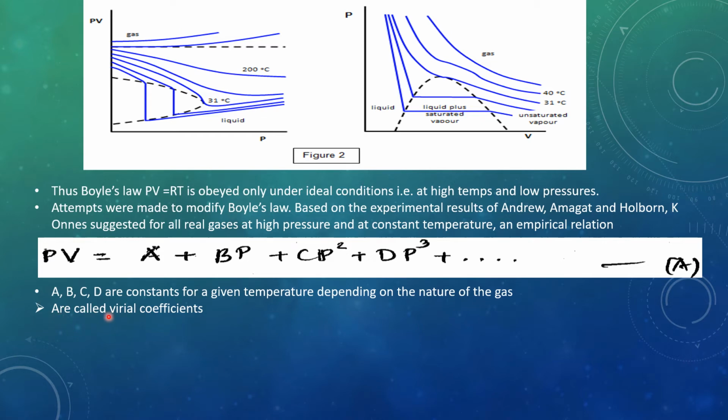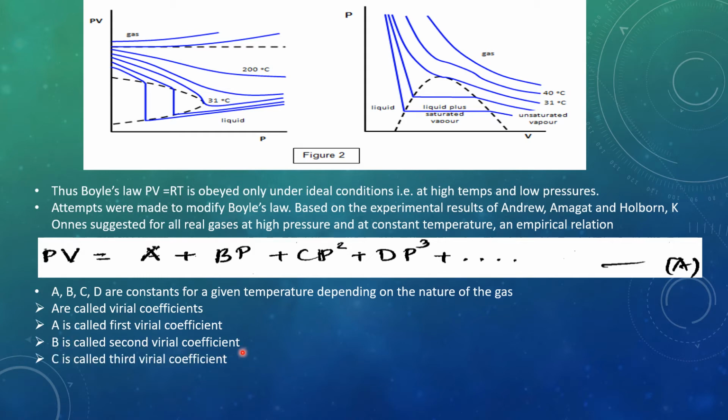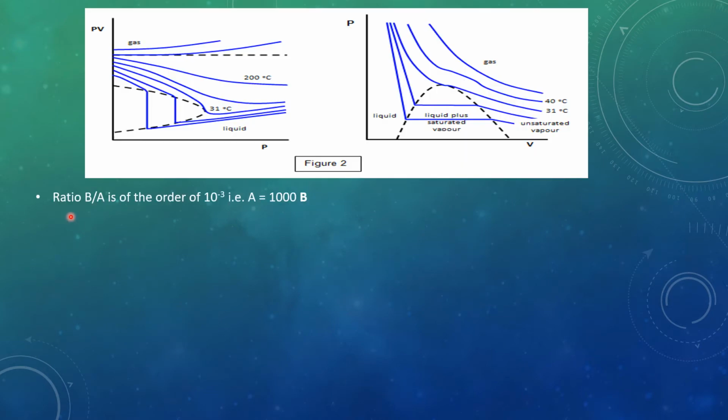These constants are called virial coefficients. A is called the first virial coefficient, B the second virial coefficient, C the third virial coefficient, and so on. The coefficients are in decreasing order of magnitude, that is A is greater than B, greater than C, greater than D, and so on. The ratio of B by A is of the order of 10 raised to minus 3, that is A is equal to 1000 B.